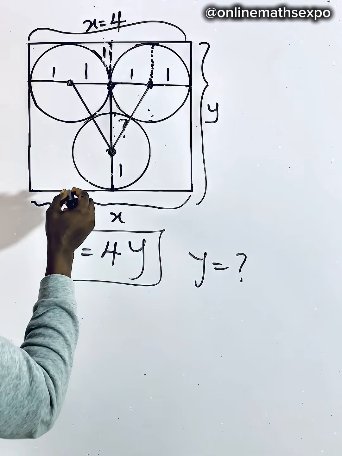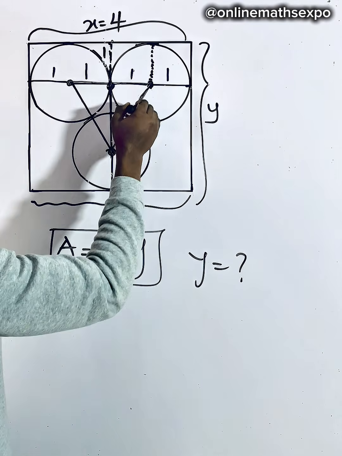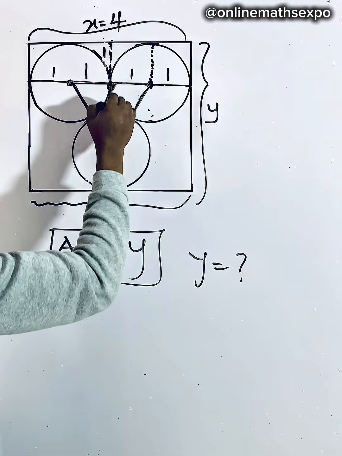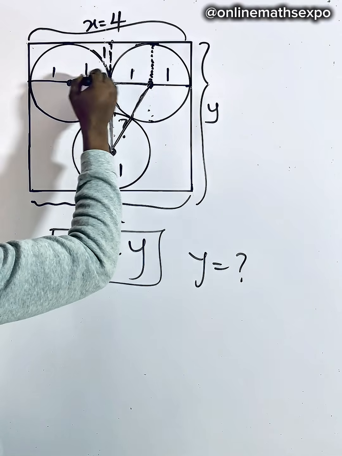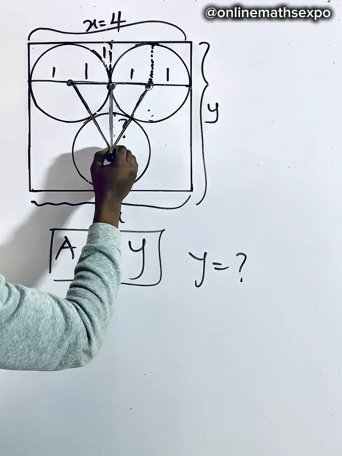So you see we have been able to form a triangle in here. Did you see that? And the length we are looking for is the height of the triangle. From here to here we know is 1. From here to here measures 1. Can we get this length?